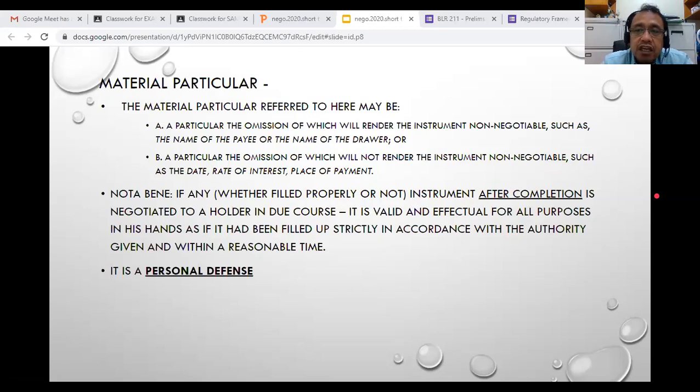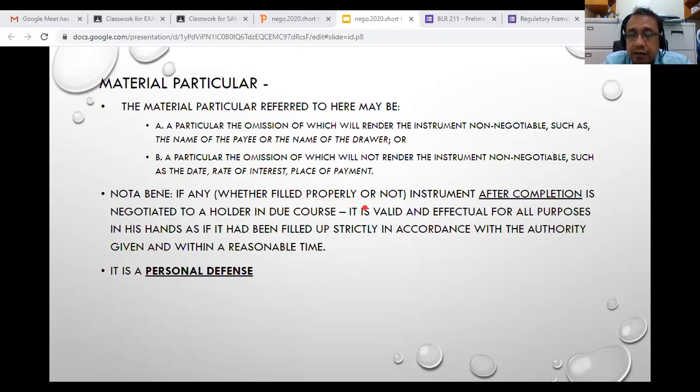However, if Gary, yung nag-complete ng instrument, will negotiate that, for example, to H, who is a holder in due course, can H demand payment from Gary for the entire amount of 11 million? Oh naman, siya yung guilty. Is A, B, C, D, E, F liable to H, even if Gary did not fill it up in accordance with the authority given? The answer is yes. Ito yung sinasabi dun.